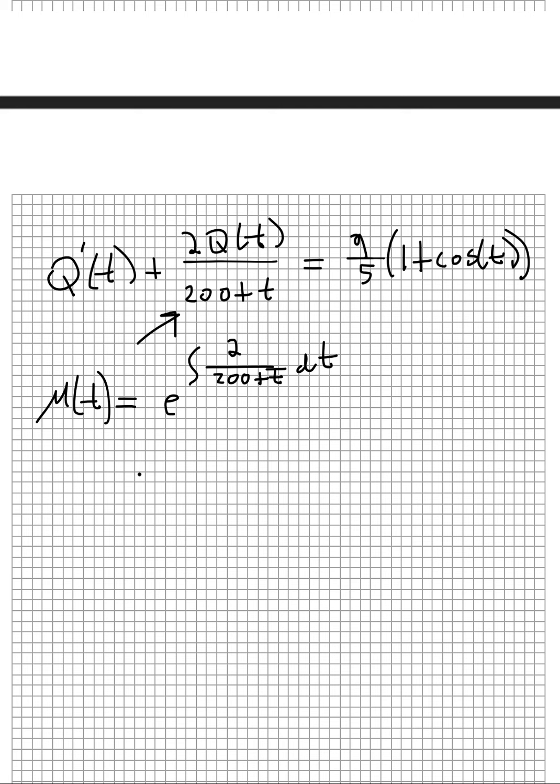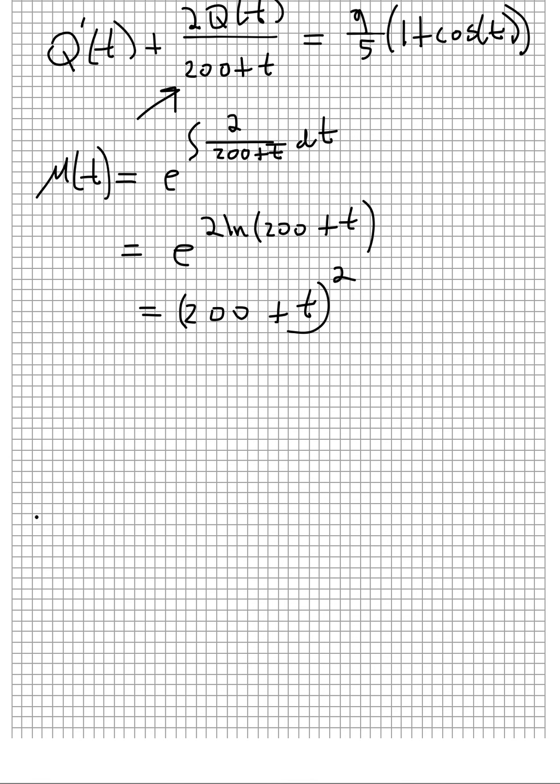And when you work this out correctly, what you guys will get is e, and you'll see this in your notes. It's going to be 2 natural log 200 plus t, all right? And then the e and the natural log cancel, and what we end up with is simply 200 plus t squared, all right? And when we multiply that through, what we end up with is something very extravagant, and I recommend you look at your notes.